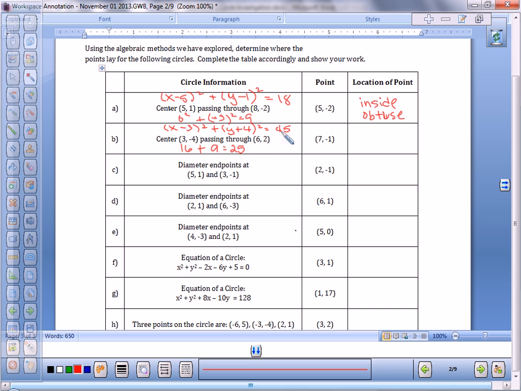So how does 25 compare to 45? It's smaller, so this is inside. Or outside? Inside.